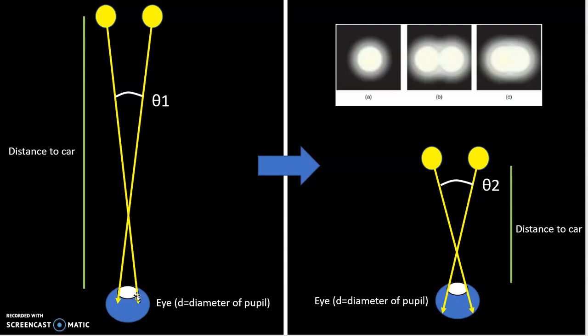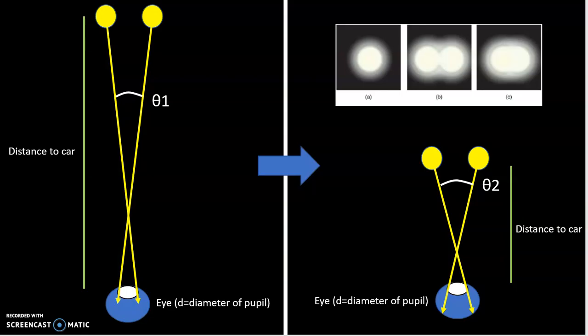Another way that you could increase this is by dilating your pupil, giving you better ability to resolve these two different images. Or, as the light source gets closer, the theta increases, and our ability to resolve the two separate images increases as well. Okay, so I hope that clears up the Rayleigh criterion.